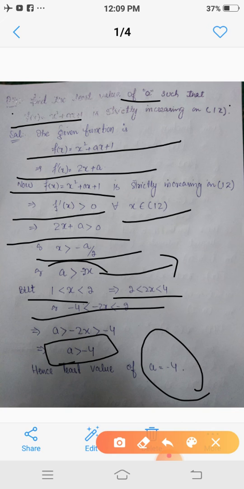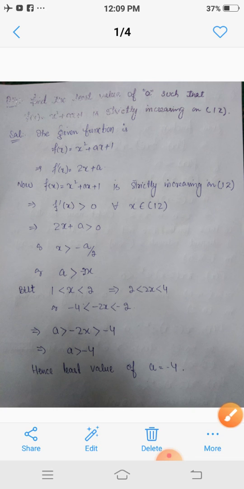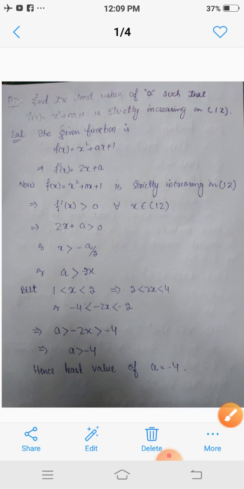Because if we substitute any value less than minus 4, for example minus 5, minus 6, minus 8, this function is not strictly increasing. So this means that there is a lower bound for this a, and we have to put only a equals minus 4, which is the least value. Hence this is the least value for which the function is strictly increasing in the interval 1, 2.